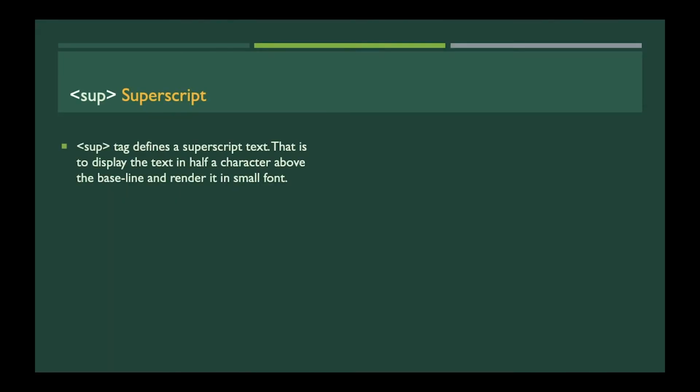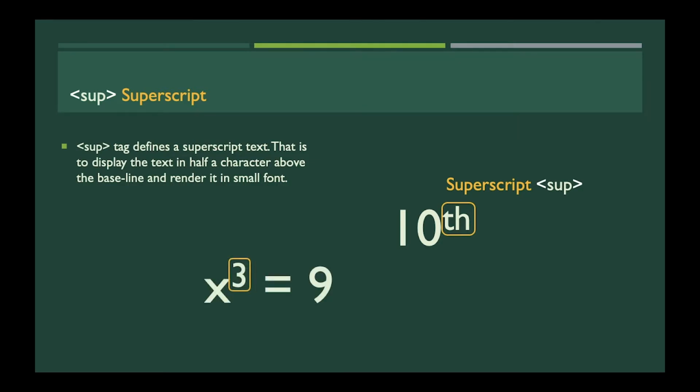So next we have got the superscript or sup element. The sup tag defines a superscript text, that is to display the text half a character above the baseline and render it in a small font. In this example here, to mark the th after number 10, we can use the superscript element to mark this type of content. Apart from ordinal numbers, we can use the sup element to mark superscripts in mathematical expressions, such as this example here, which is x cubed equals 9.